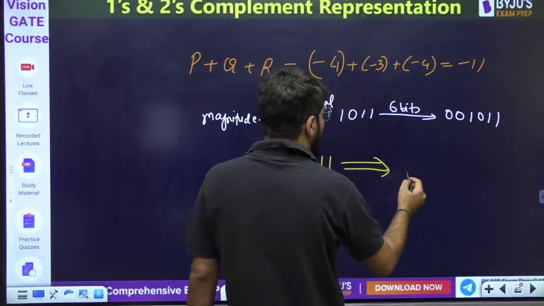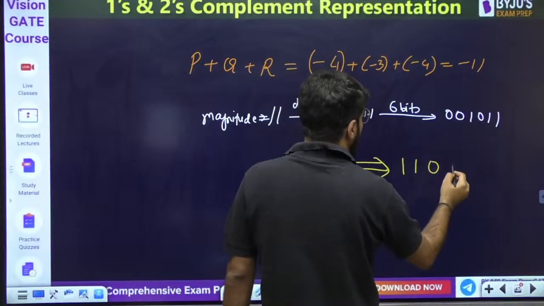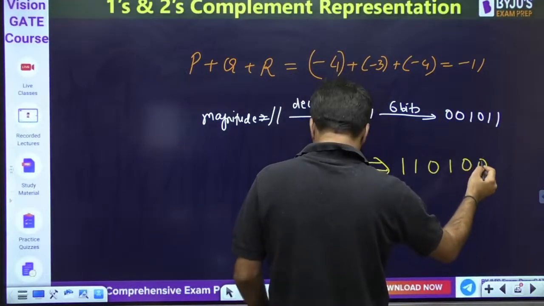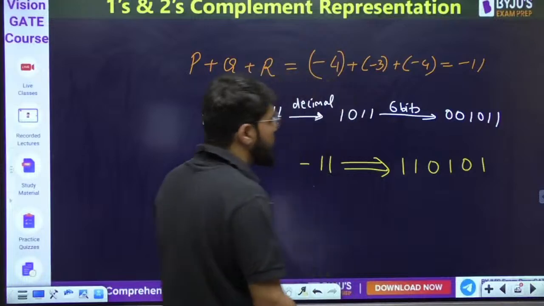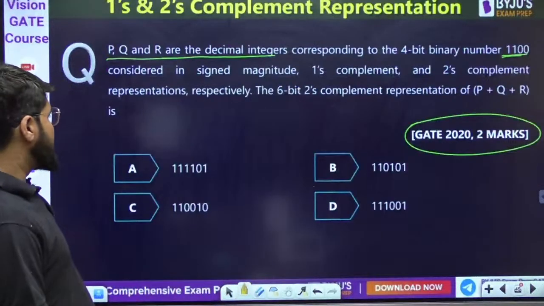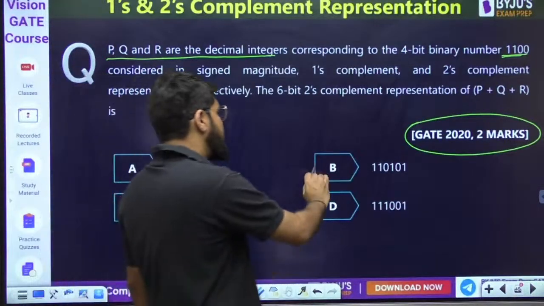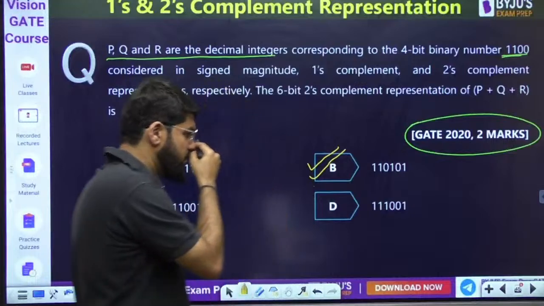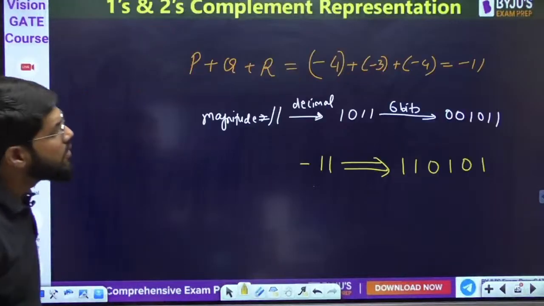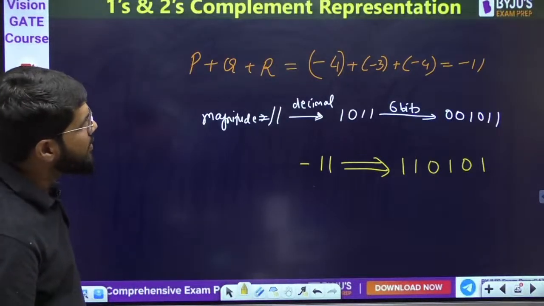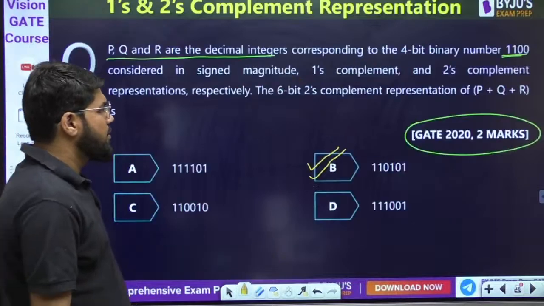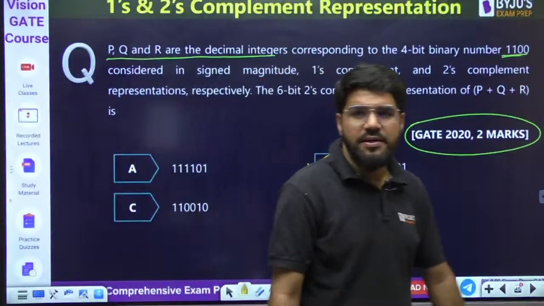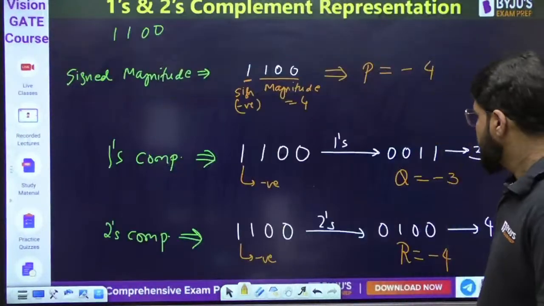Take the 2's complement. 110100, that is the 1's complement, plus 1, so 110101, answer is B. 110101, correct. Good question it is.